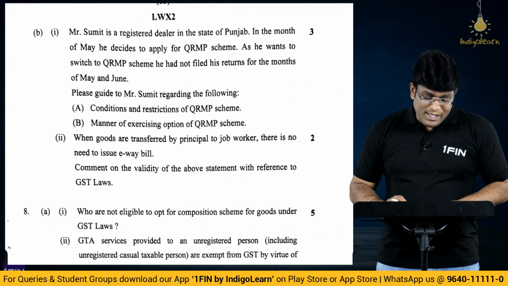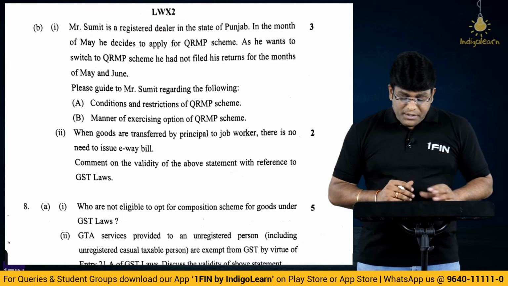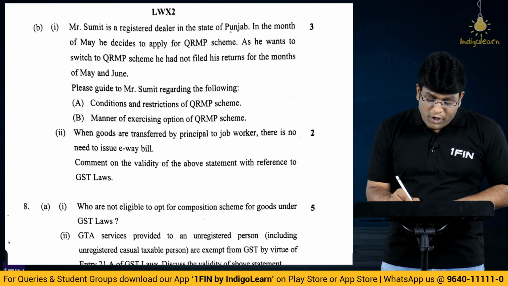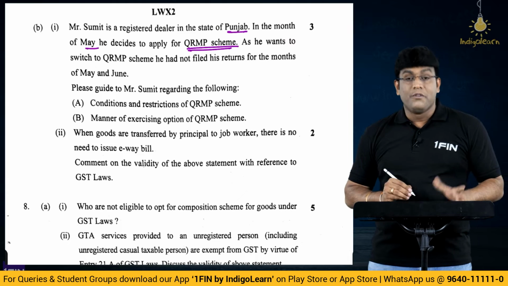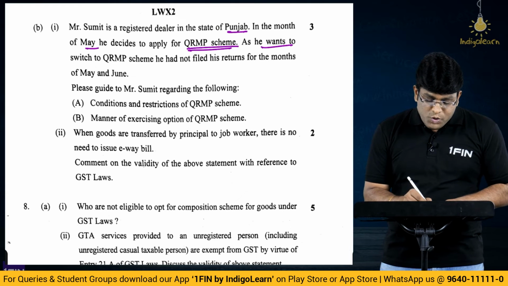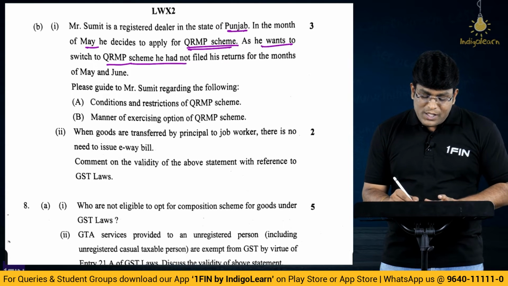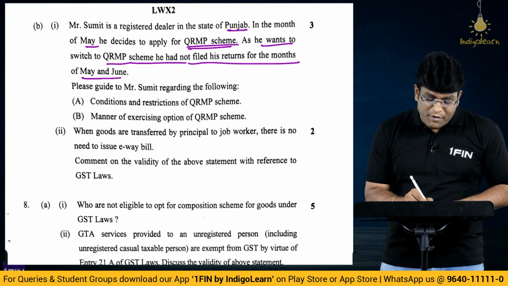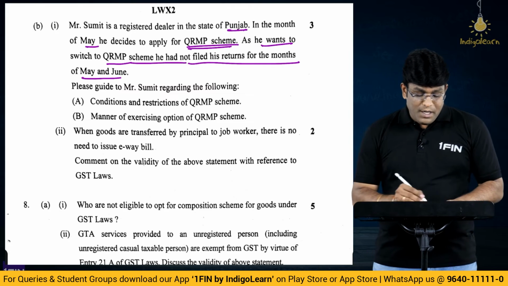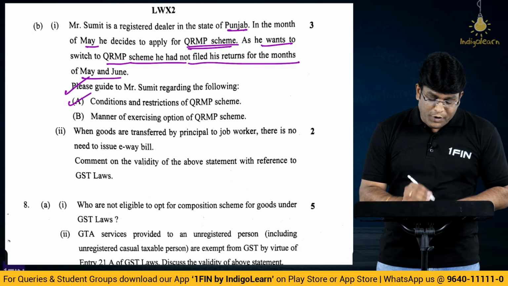Next question. 7th question, B bit. Sumit is a registered dealer in the state of Punjab. In the month of May, he decides to apply for QRMP. Very good. As he wants to switch to QRMP scheme, he has not filed his returns for the month of May and June. Please guide Sumit regarding the following.